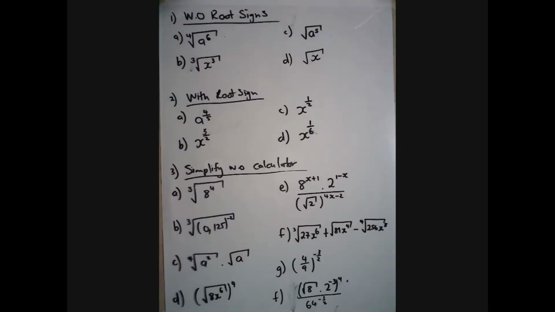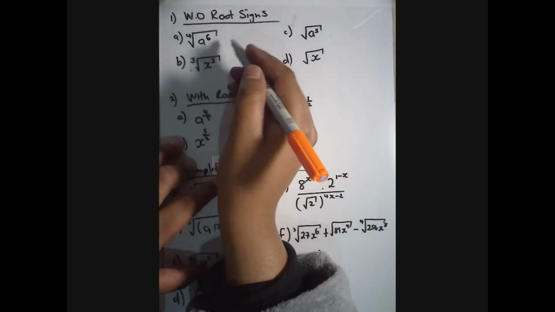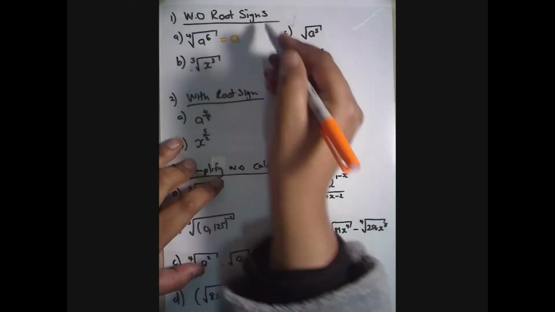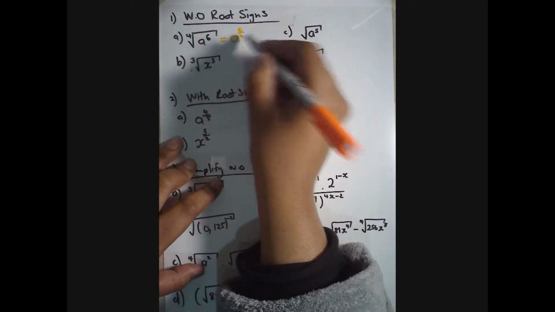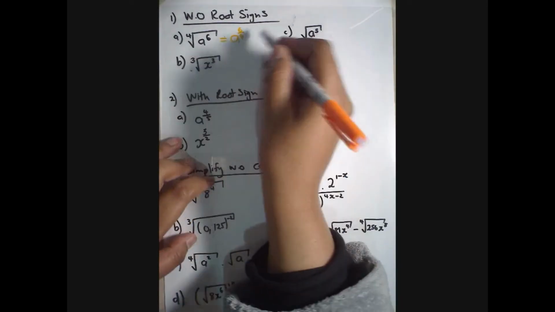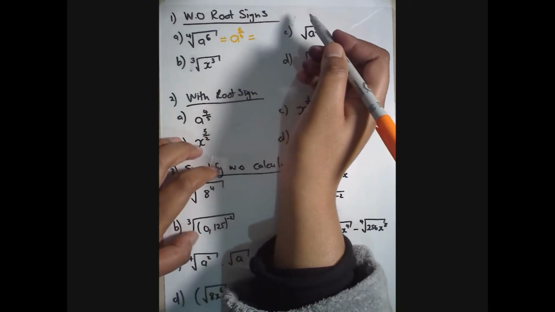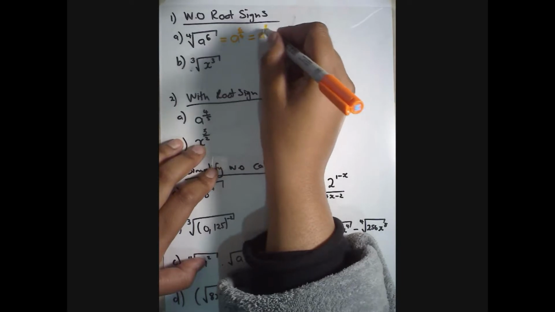Alright, let's go back. Let's see what we can do here. So this one here, it says without the root signs, you're going to say a to the power. Remember, inside is going to be my numerator, so it's going to become 6 over 4. But that's not simplified. That means I can simplify it further. What goes into 6 and 4? 2 goes into 6 3 times, 2 goes into 4 2 times, so a is equal to 3 over 2.